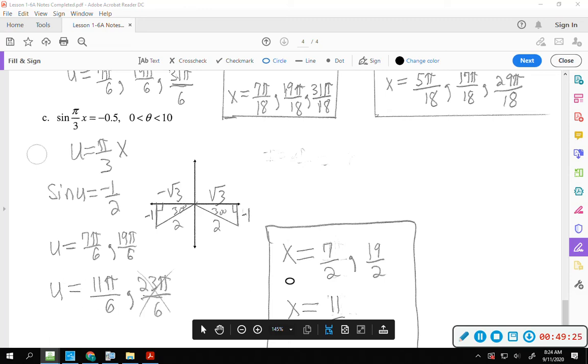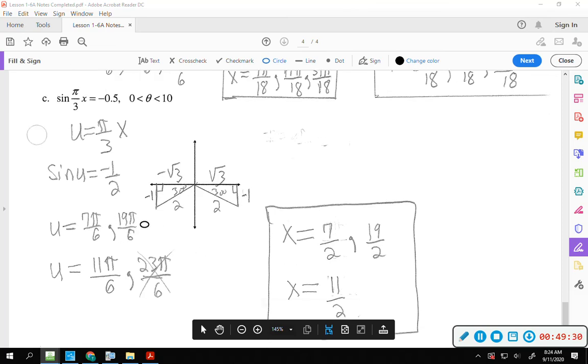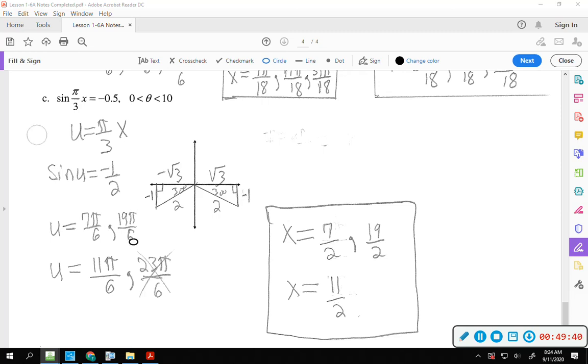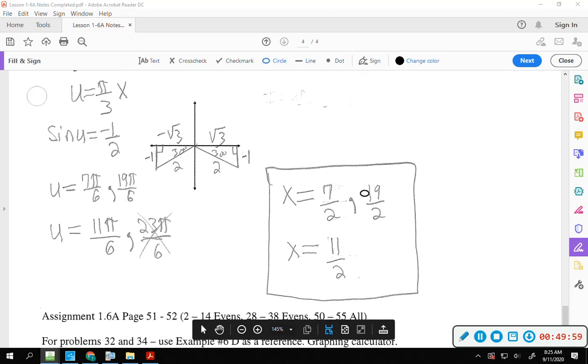It's right here. Maybe I can fit another one in. Let's see. Multiply by 3 over pi. Divide the pi's, reduce: 19 over 2. That's 9.5. That works. But this one here, if I multiply by 3 over pi, the pi's cancel, and it reduces to 23 over 2. 23 over 2 is not in that interval. Therefore, we stop, and these are the 3 solutions.